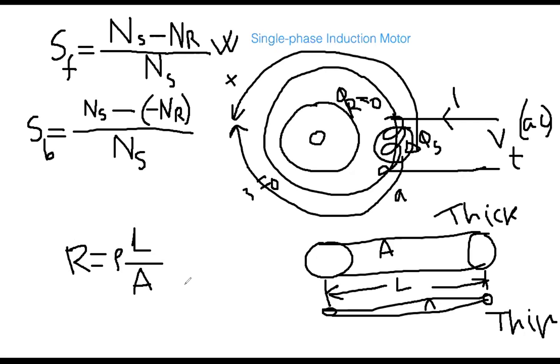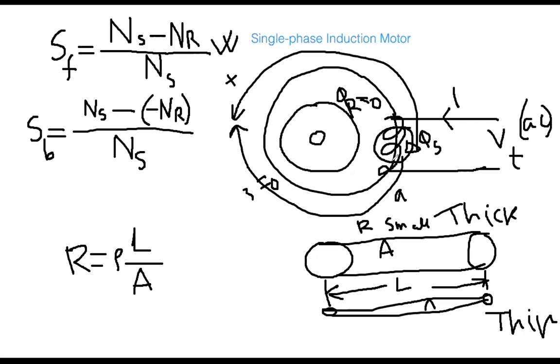Because this is thicker, it has the higher cross-sectional area, so the thicker cable has lower resistance. Here R is small. And the thinner cable has the higher resistance because of this equation, because it has low cross-sectional area. So that's what we are discussing.